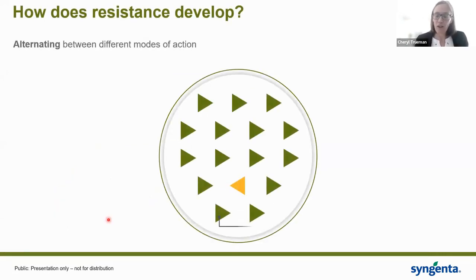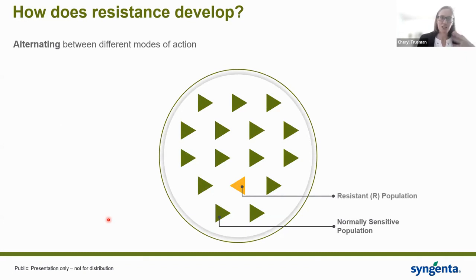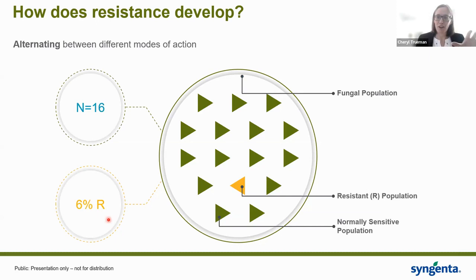What if we alternate between different modes of action? So we're loading up the same scenario at the beginning here, where we've got our circle with all these triangles. We have 16: there's 15 green ones that are susceptible to the fungicide, and then that one golden one. So we're at 6% resistance.